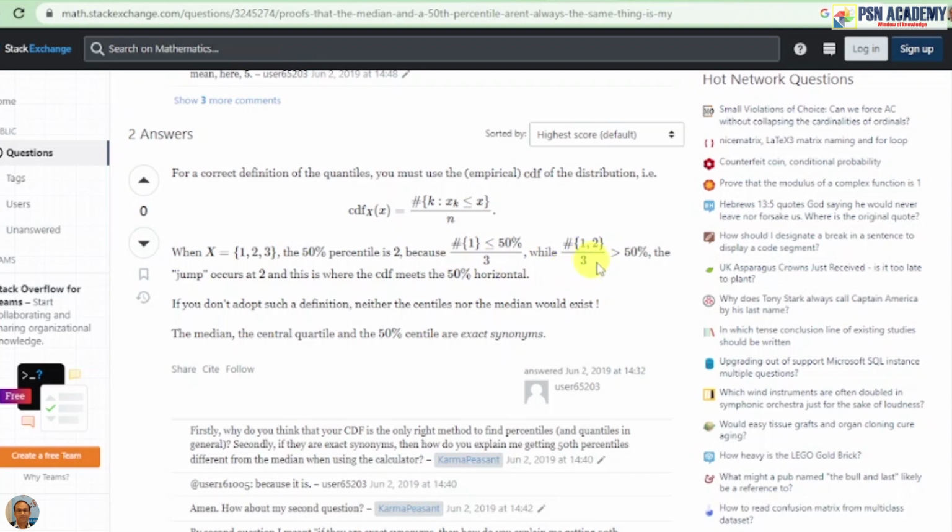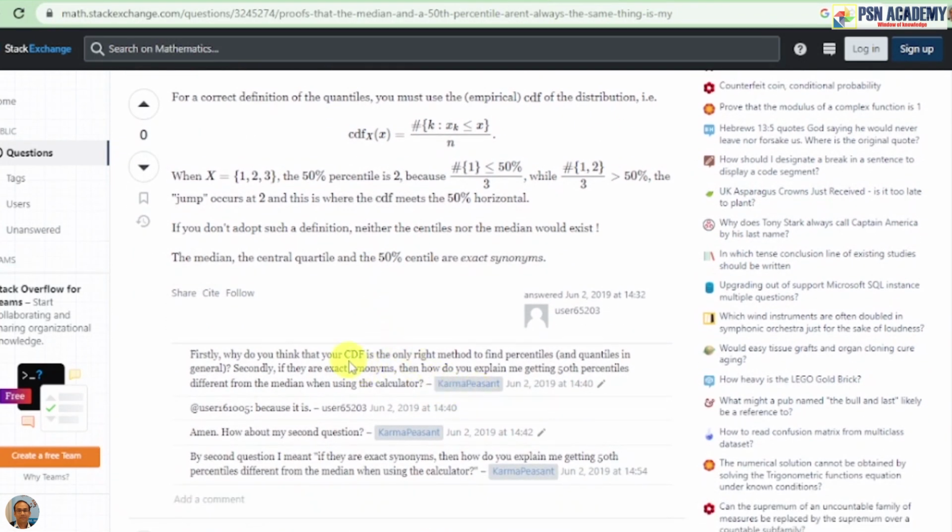While if you include this 2, then you will get 2 numbers, your count will be 2, and in that case 2 by 3 will be greater than 50%. So the jump occurs at 2, and this is where the CDF meets the 50% horizontal. So he is following the method of this CDF, and he is getting his answer. And he is also claiming that the median, the central quartile, and the 50th percentile are exact synonyms. You can see that, right?